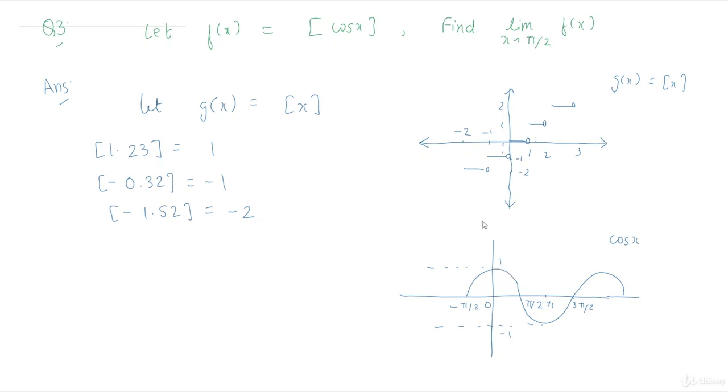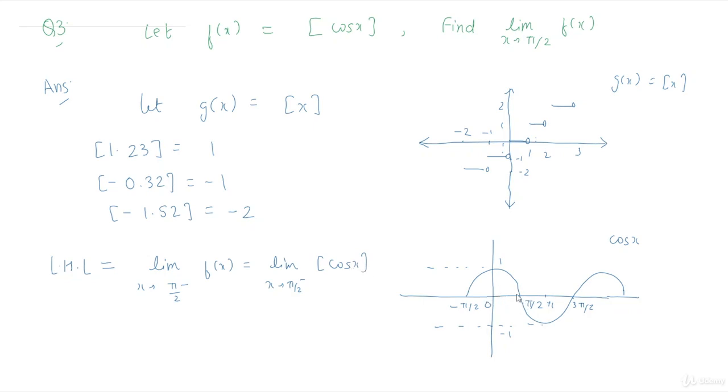Now we will proceed to compute the limit as x approaches pi by 2 of f(x), and f(x) is the greatest integer of cos x, right? In order for the limit to exist, we have to make sure the left hand limit at this point is equal to the right hand limit at this point. So first we compute the left hand limit: the limit as x approaches pi by 2 negative of the greatest integer of cos x.